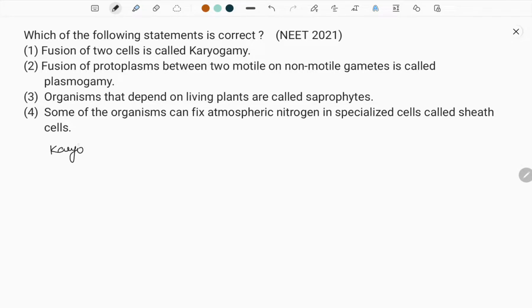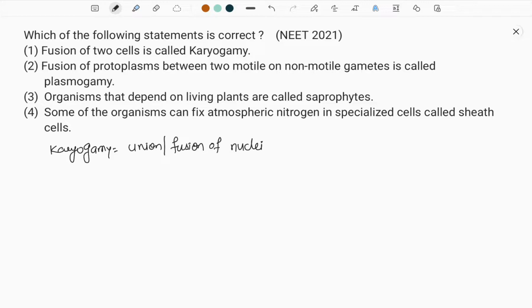So, karyo means nucleus. We have seen karyotheca, karyokinesis, karyophase, karyogamy, like that. So karyogamy is union or fusion of nuclei, generally two or more than two, that is called as karyogamy.